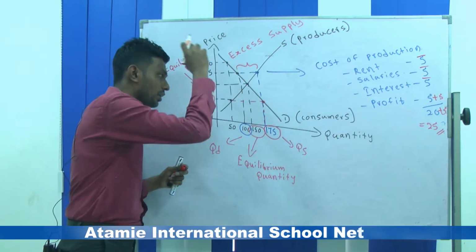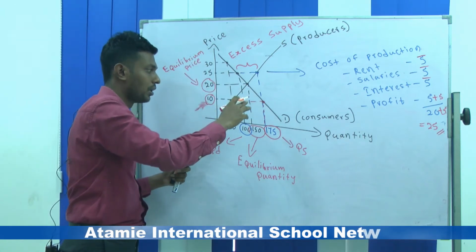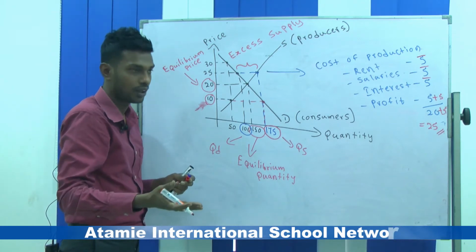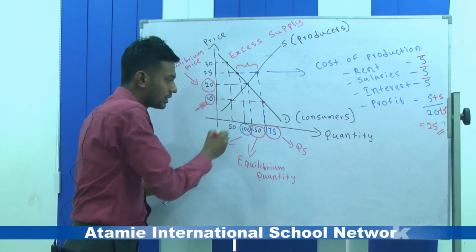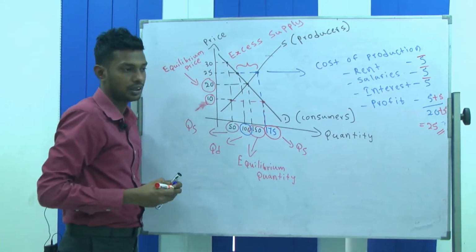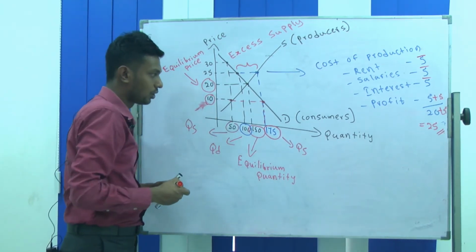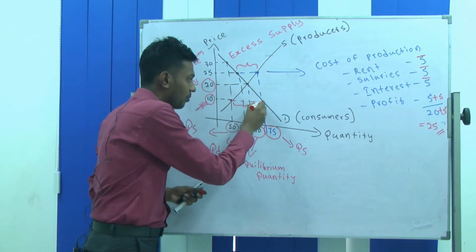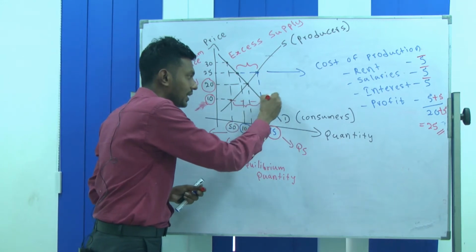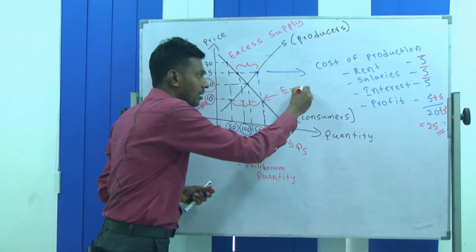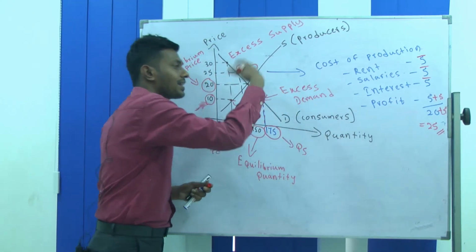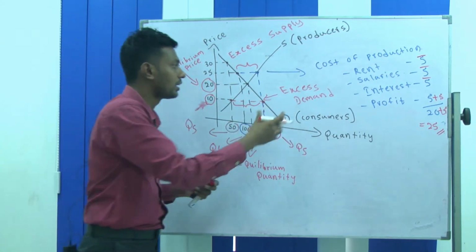They will reduce the supply to a very large extent. Automatically, the quantity supplied will be less than the quantity demanded. So this is the area we call excess demand. Why? Your demand exceeds the supply. When the demand exceeds the supply, we call it excess demand.